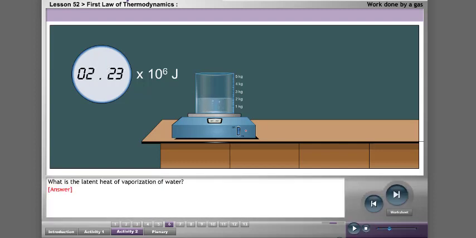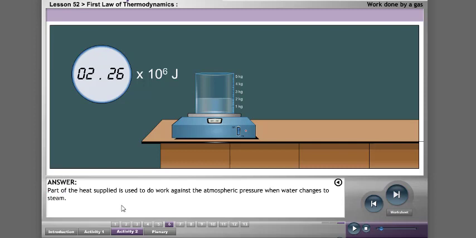What is the latent heat of vaporization of water? Answer: 2.26 times 10 to the power 6 joule per kilogram. What happens to the heat supplied to the water during boiling? Answer: part of the heat supplied is used to do work against the atmospheric pressure when water changes to steam.